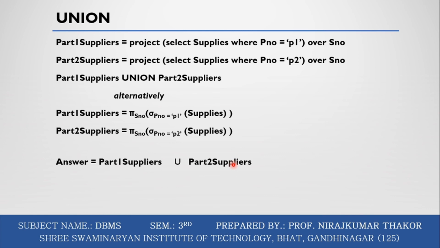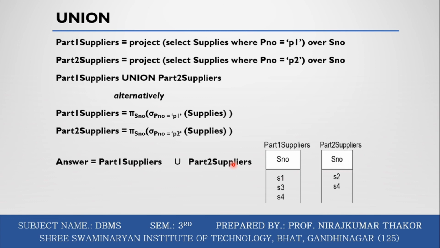Okay, let's check another example. In this example, the part 1 suppliers has 3 rows, the serial numbers S1, S3 and S4. Now the part 2 suppliers has S2 and S4. Now we have checked the union operation. Now the resultant is 4 rows.